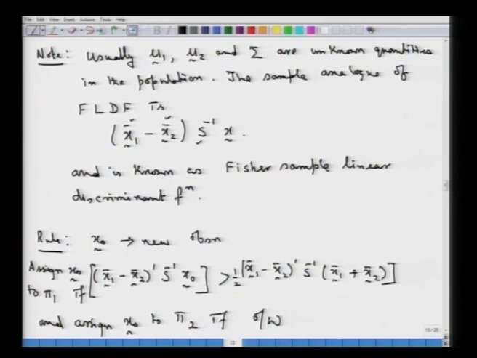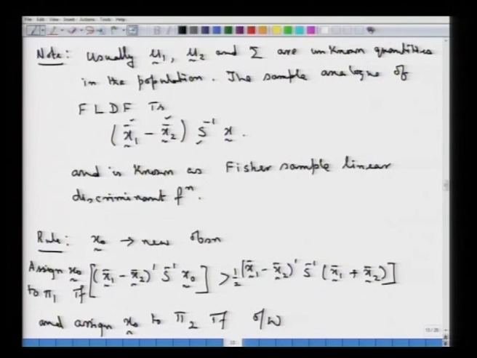Now, since we will be having these estimates x 1 bar, x 2 bar and the pooled sample variance covariance matrix S, there is no problem as such in implementing this classification rule. We will have n1 observations coming from the first population, n2 observations coming from the second population. So, based on n1 observations we will compute x 1 bar, based on n2 observations we will compute x 2 bar, and then pooling n1 plus n2 observations we will have S, and using that this is in a perfectly implementable form.